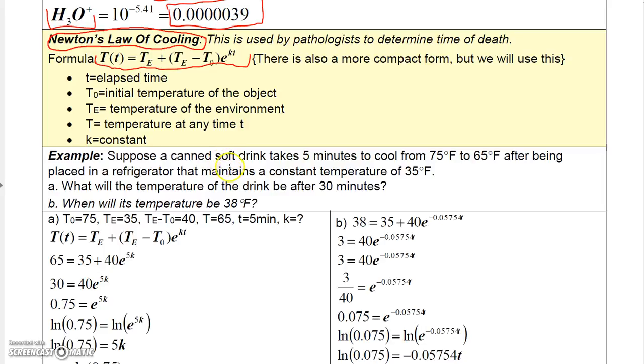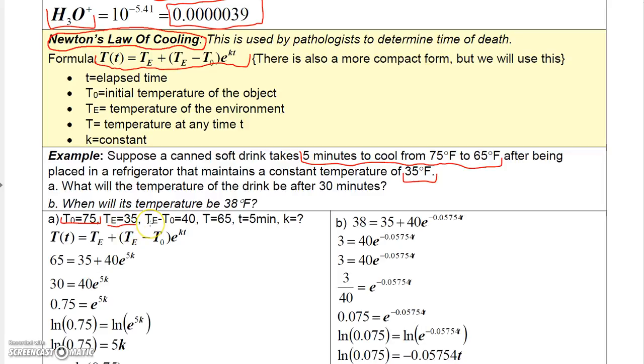Let's say a can of soft drink takes 5 minutes to cool from 75 degrees Fahrenheit to 65 degrees Fahrenheit after being placed in a refrigerator that maintains a constant temperature of 35 degrees Fahrenheit. Okay, so let me show you what we know here. We know the initial temperature of the soft drink is 75 degrees. So T naught is 75 degrees. Now, the temperature of the environment stays constant at 35 degrees. So TE here is 35 degrees.